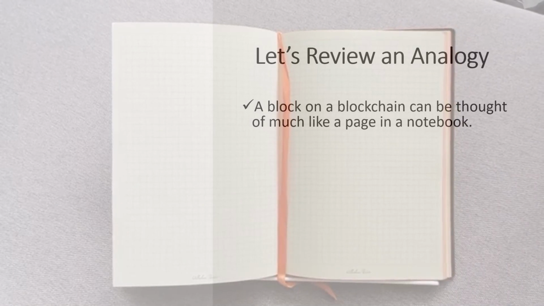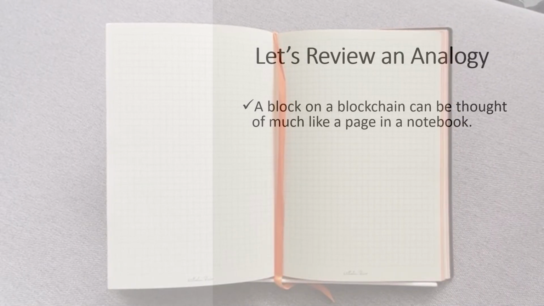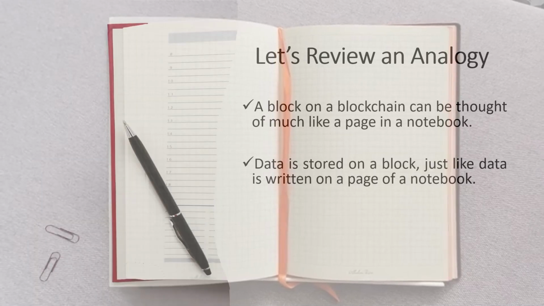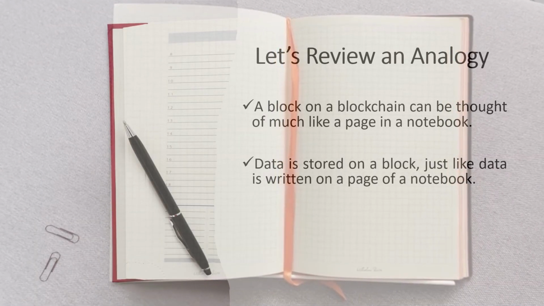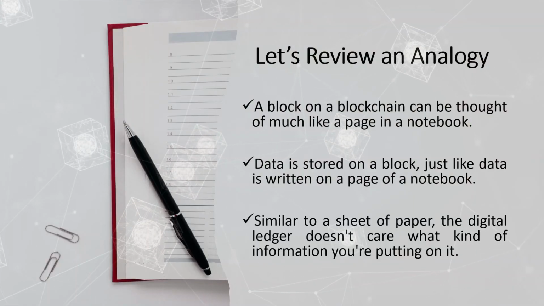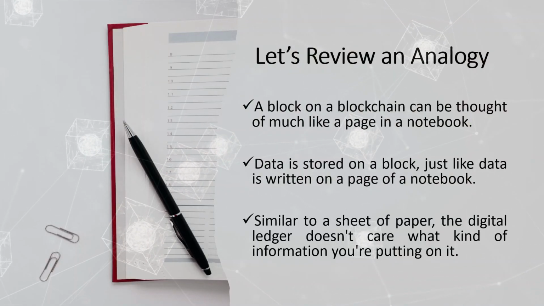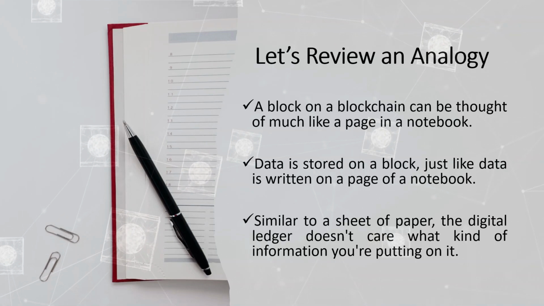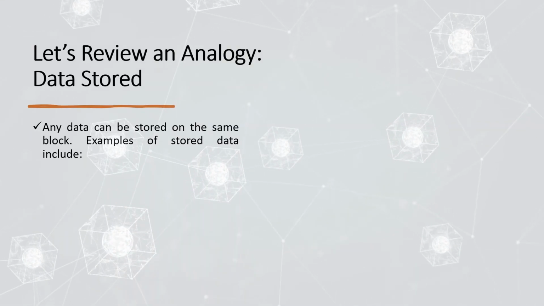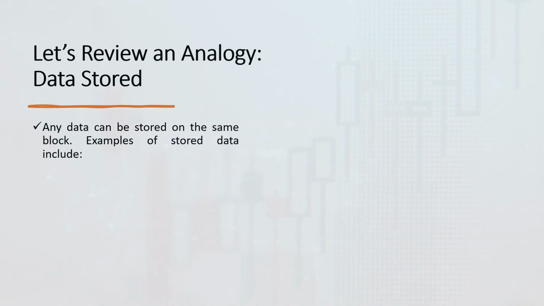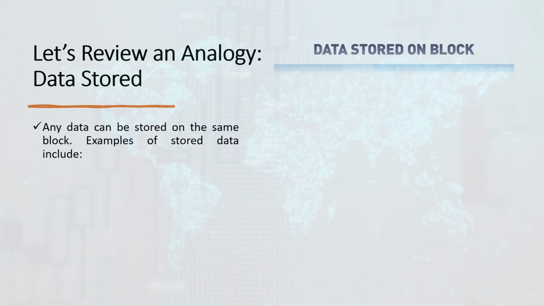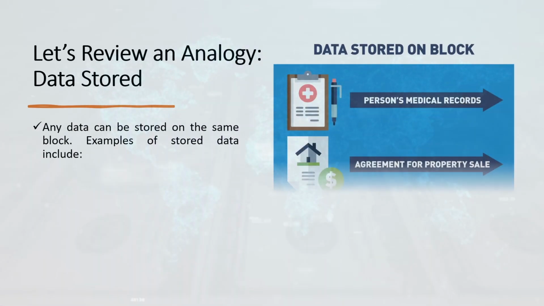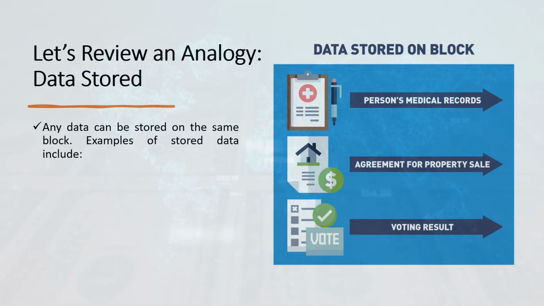Hello. A block on a blockchain can be thought of much like a page in a notebook. Data is stored on a block just like data is written on a page of a notebook. Similar to a sheet of paper, the digital ledger doesn't care what kind of information you're putting on it. So, while most of what we are recording today are financial transactions, we could also record things like medical records, land titling, and voting results, etc.